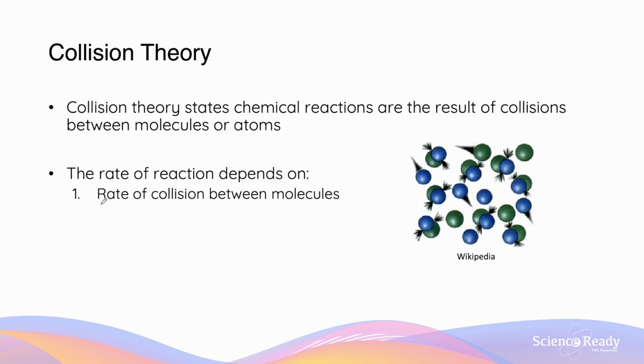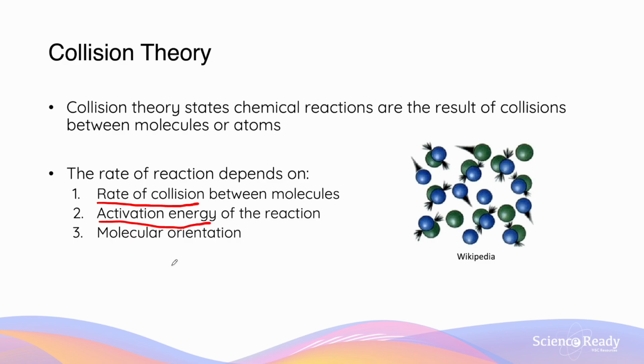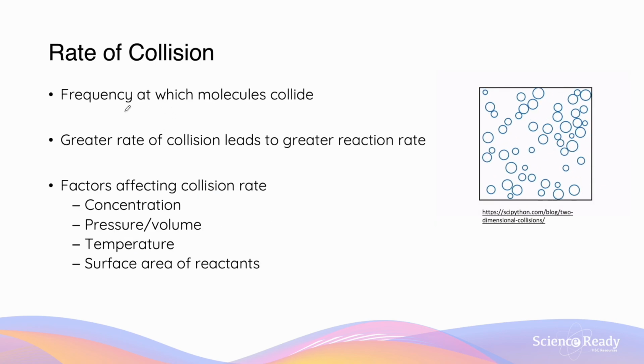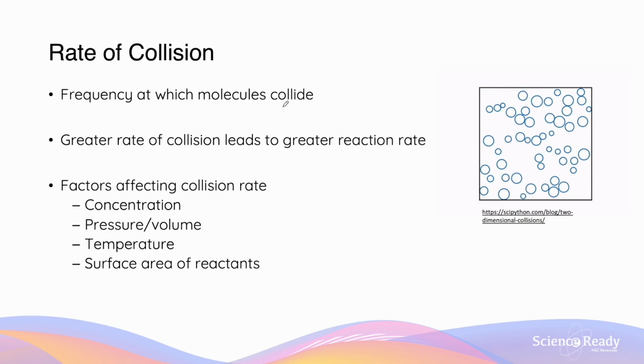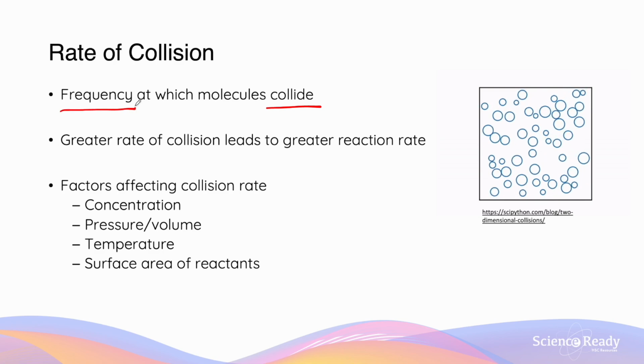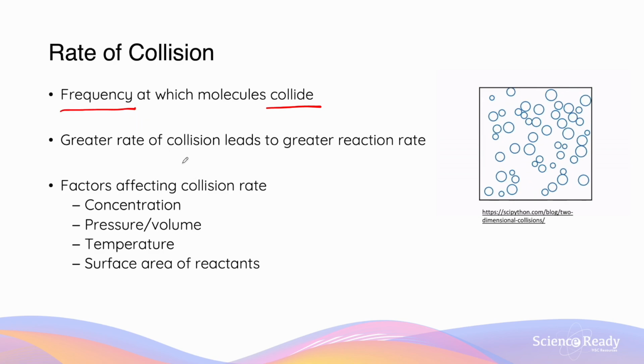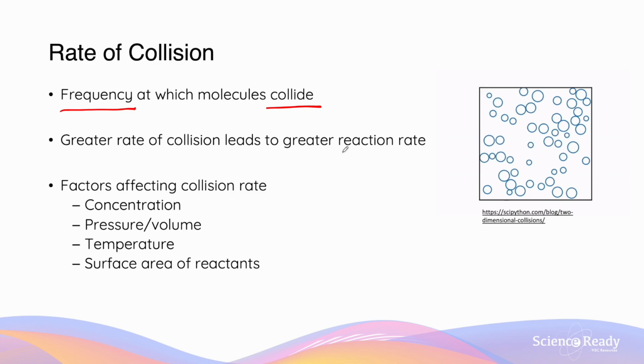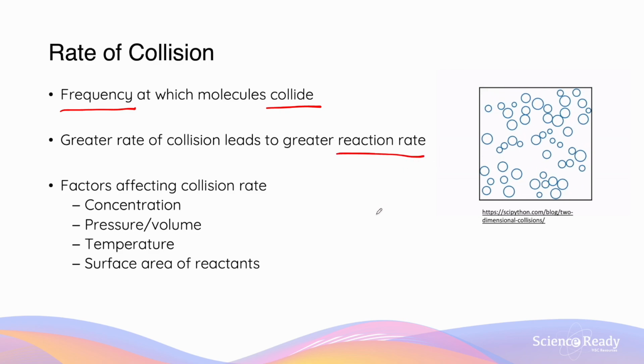The first factor is the rate of collision between molecules. The second factor is the activation energy of the reaction, and the third one is the molecular orientation of molecules. We will go through one by one what each of these mean. The rate of collision is the frequency at which the molecules collide into one another. If I have a greater rate of collision, it means that there is going to be a greater reaction rate.